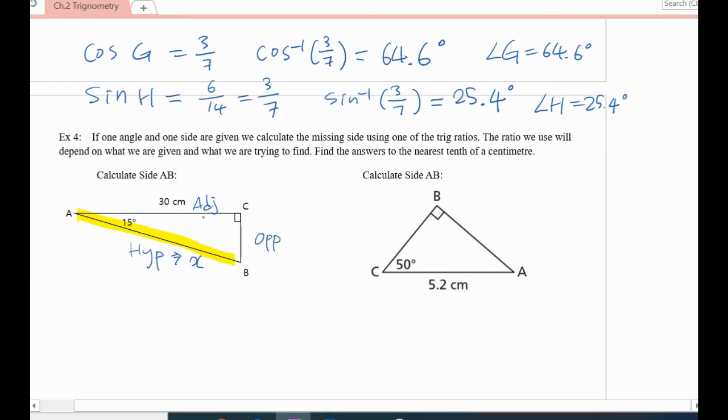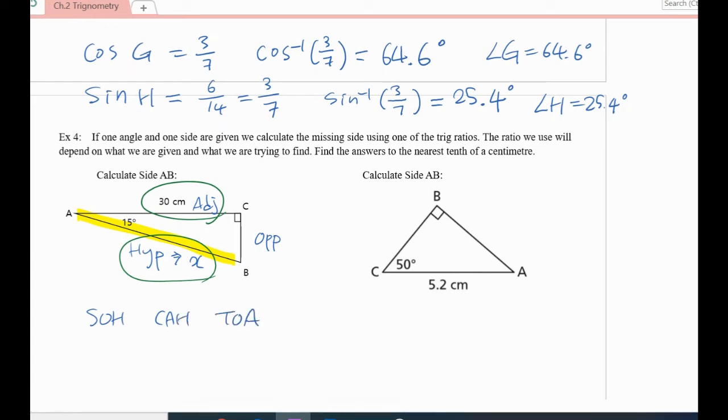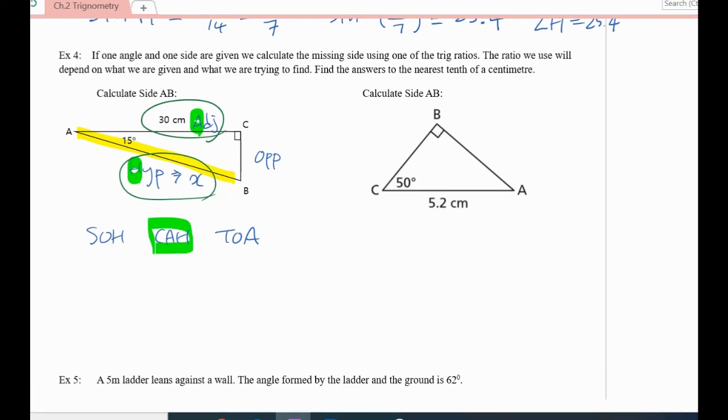So look at this, everyone. Adjacent is given and we want to find hypotenuse. Then when you write SOHCAHTOA, you have to look at adjacent and hypotenuse, AH. We're going to use cosine. So cosine 15 degrees is adjacent over hypotenuse. Adjacent is 30 centimeters and hypotenuse is x. Cosine 15 equals 30 over x.